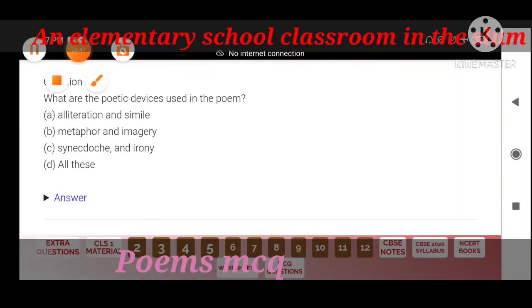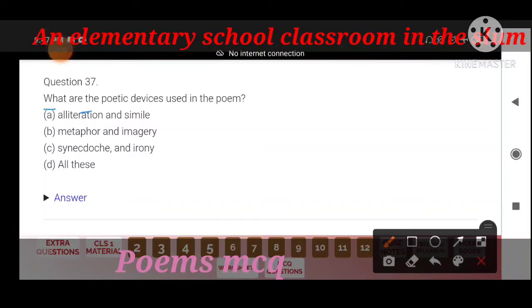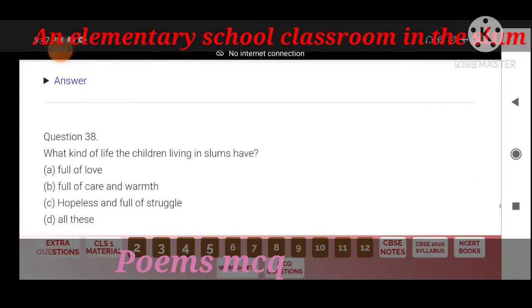What are the poetic devices used in the poem? Alliteration and simile, metaphor and imagery, synecdoche and irony, and all of this. So the answer is all of this. In every line we will get a new figure of speech or poetic device.